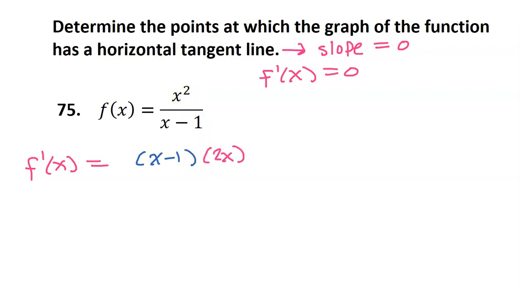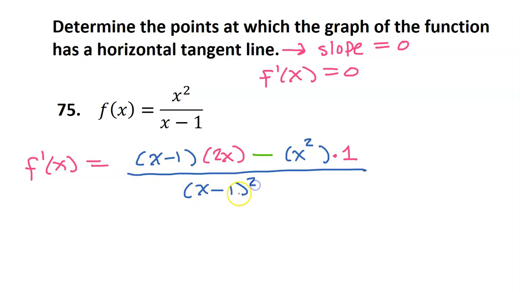So I have low d high less high d low. High means just write the top function the way it is. And then d low means the derivative of the bottom part. The derivative of x minus 1 is just 1, which I really don't need to write, but I will just so you can easily follow. So I've got low d high less high d low. Draw the line and down below, the bottom squared will go. So there's your quotient rule.